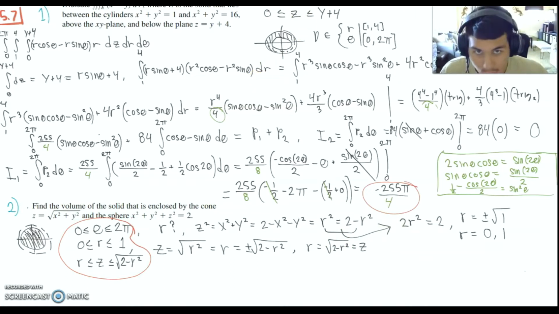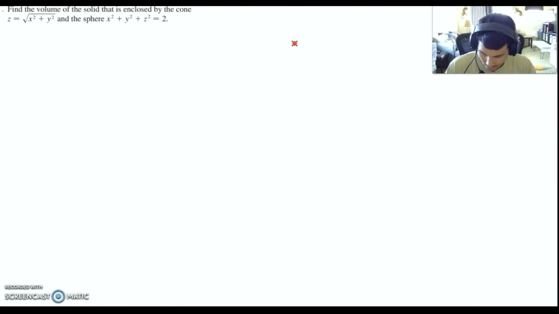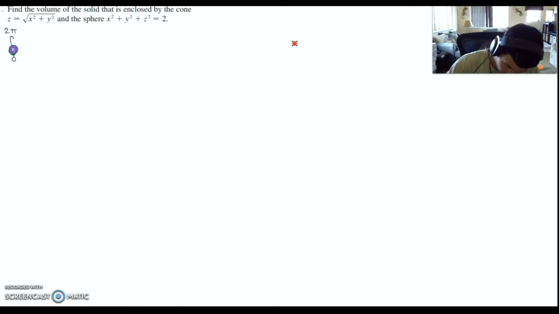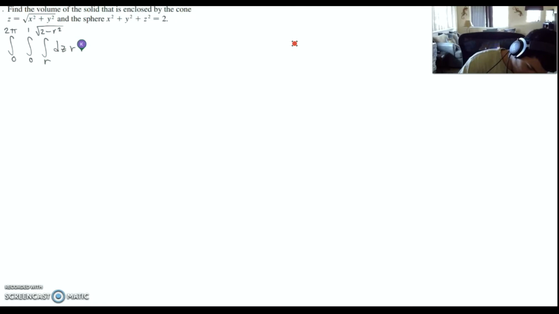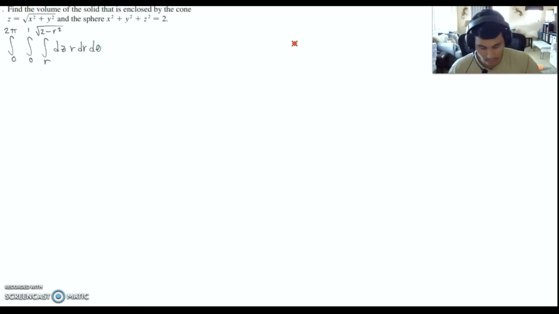Now I'm going to flip the page. We're going to actually integrate this now. Okay, so let's do the integration. Actually, we're not going to try to go fast. 1 to 0, 2 minus r squared, r. Okay, it's dz r dr d theta, right? Don't forget your r dr d theta.